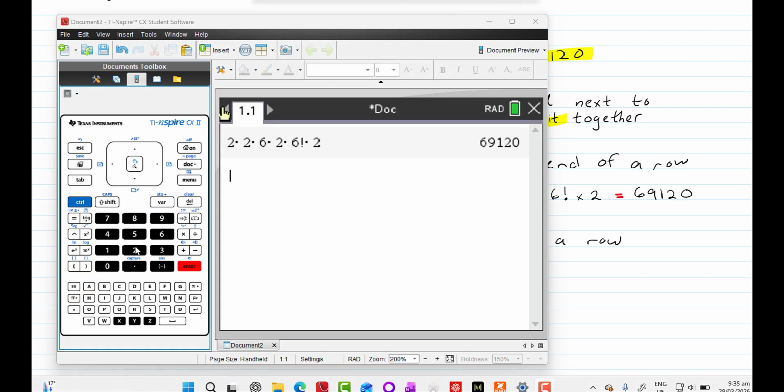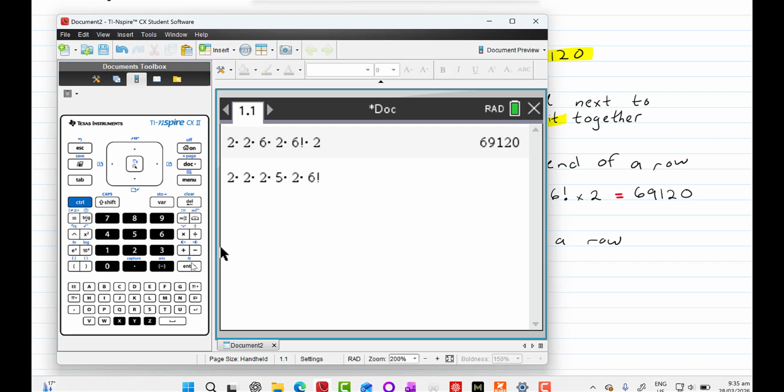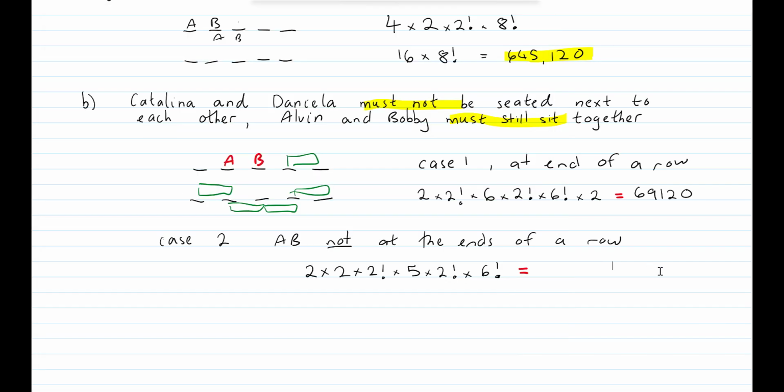Right, so that is going to be 2 times 2 times 2 factorial, which is just 2, and then times the 5, and then 2 factorial again, which is just 2, and then times the 6 factorial, and we get 57,600. So we'll put that in.